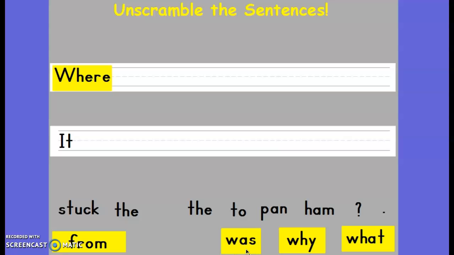Well, if you said was, you're correct, because that's really the only one that makes sense out of all of these words down here. Where was, what might make sense to go next?